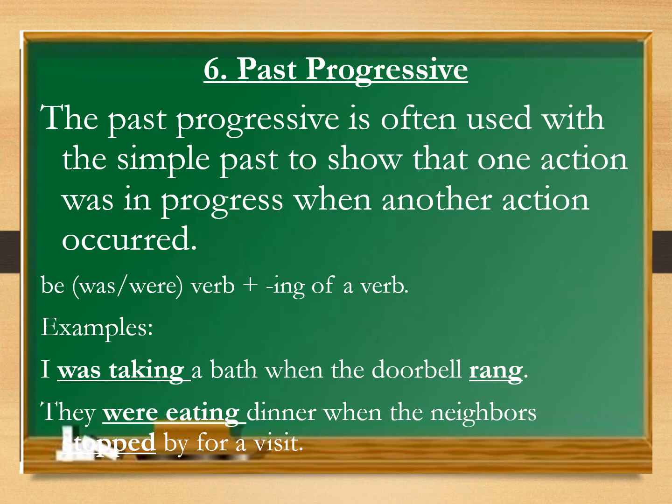The past progressive is often used with the simple past to show that one action was in progress when another action occurred. So we have the be verb, was or were, plus the -ing form of the verb. Examples: I was taking a bath when the doorbell rang. And another example: they were eating dinner when the neighbors stopped for a visit.